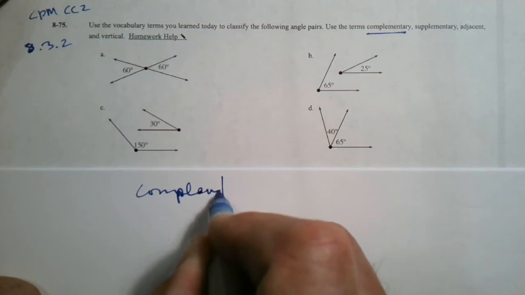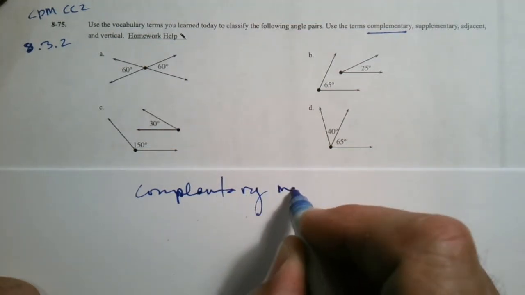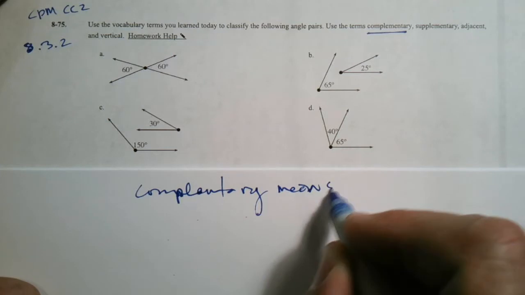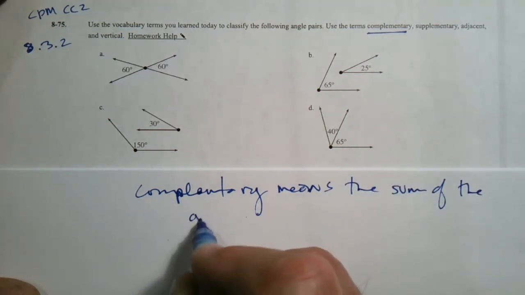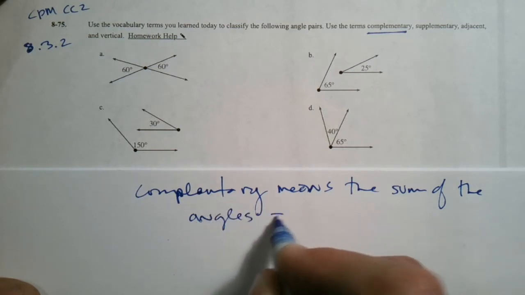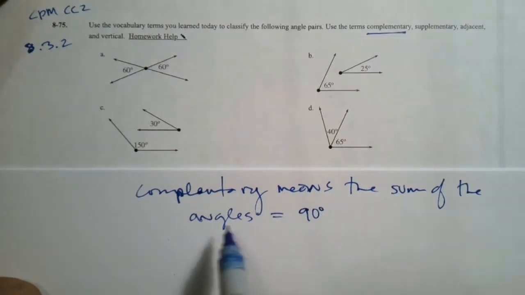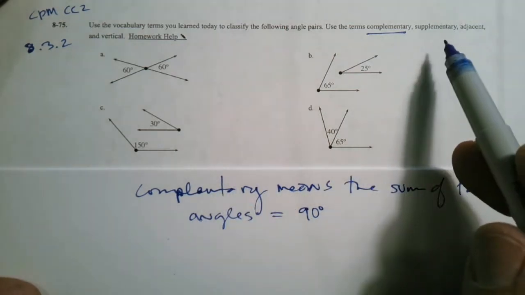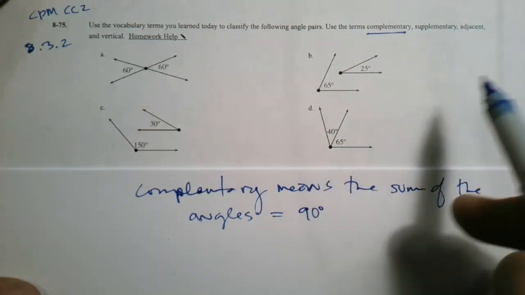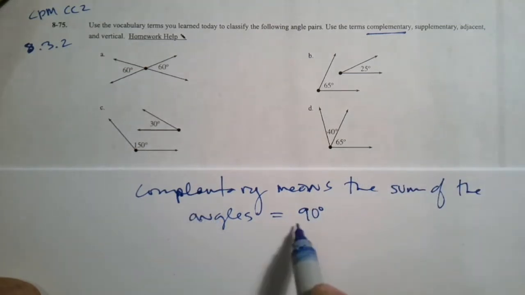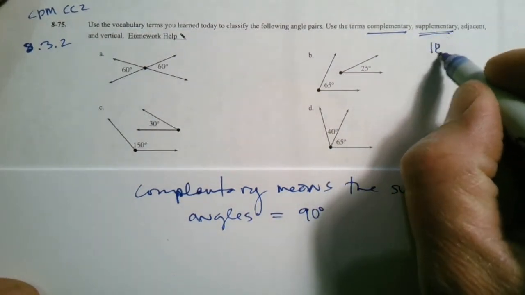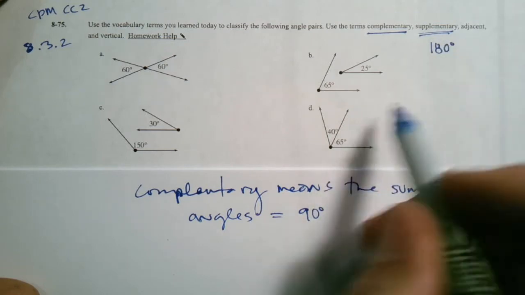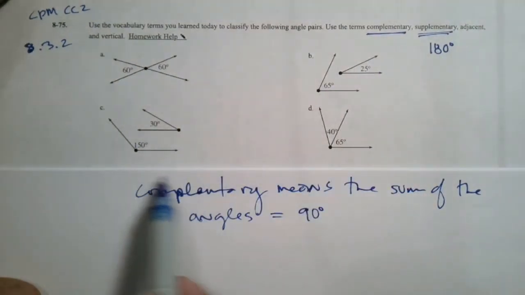I'm going to rewrite it. Complementary means that the sum of the angles equals 90 degrees, right? Basically complementary and supplementary, one is a 90-degree sum, the other one's a 180-degree sum. For complementary, it's a 90-degree sum. And then for supplementary, 180 degrees is the sum. So let's find the one here that has a 90-degree sum.